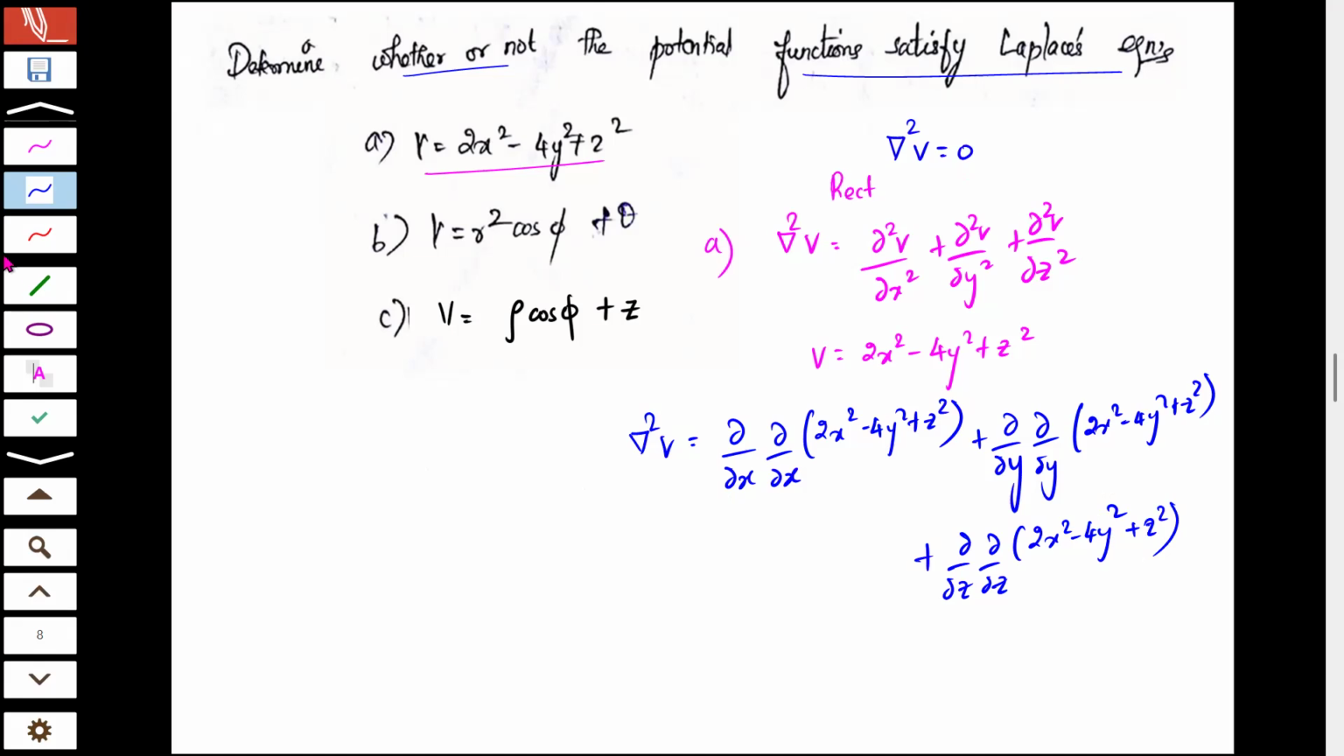Now let us do the differentiation of this. Differentiation of this first time with respect to x will give 4x, and the second and third term differentiation with respect to x will be 0. And again, this one differentiation with respect to y will give minus 8y, and this differentiation with respect to z will give 2z. Now, this has to be differentiated one more time with respect to x.